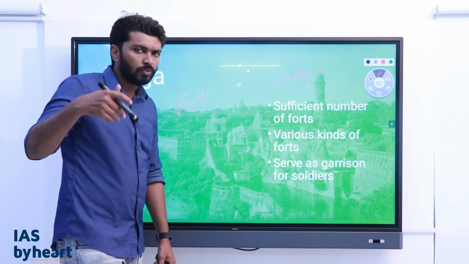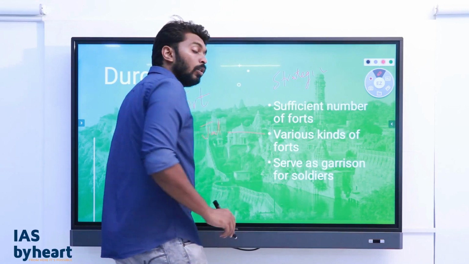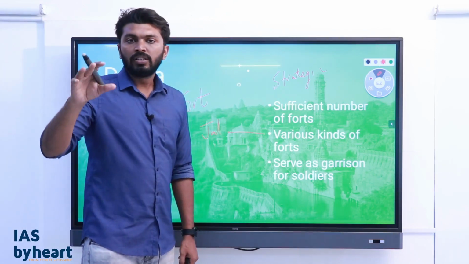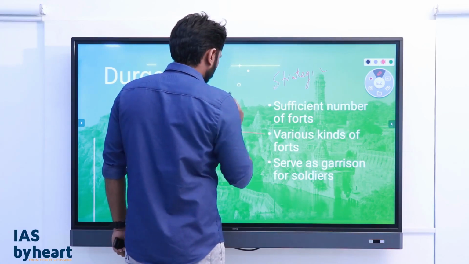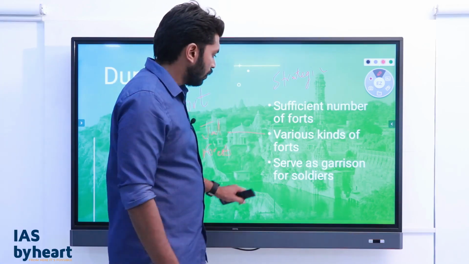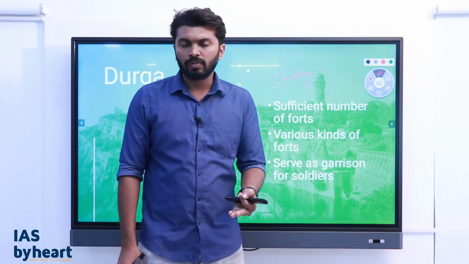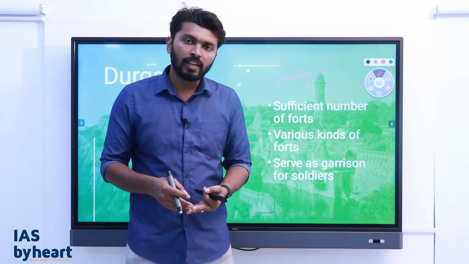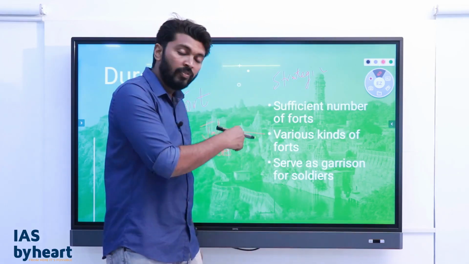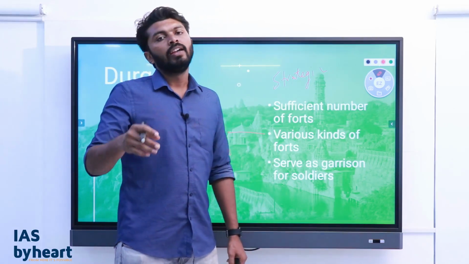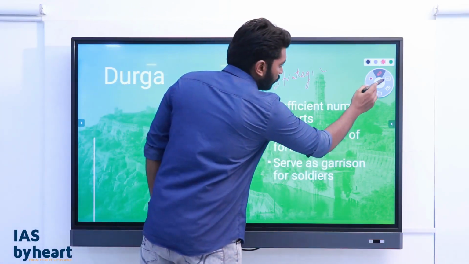So Chanakya mentions various kinds of forts like Jal Durga. Jal Durga means fort built on water bodies, forests. So these are the various kinds of forts. These forts serve as a garrison for soldiers, a place to stay for soldiers, and as a storehouse of ammunition, and as a last resort these forts will also serve as a hiding place for a king in the event of defeat in a war. So this is one of the constituents.